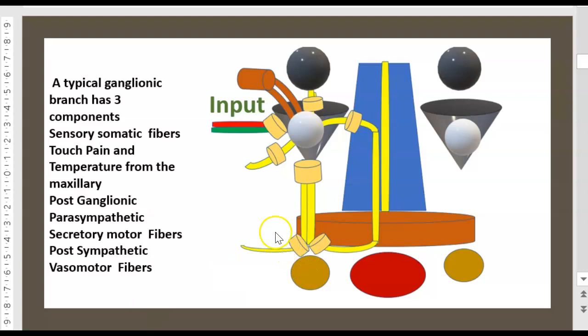A typical ganglionic branch has three components: a sensory somatic fiber for touch, pain, and temperature from the maxillary nerve, postganglionic parasympathetic, and postganglionic vasomotor sympathetic. Three inputs: touch, pain, and temperature, postganglionic parasympathetic, and vasomotor sympathetic. This is the input for the ganglion.